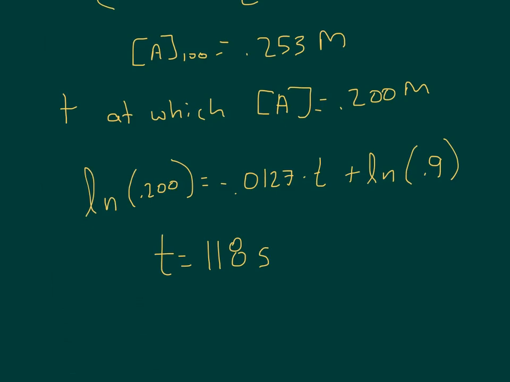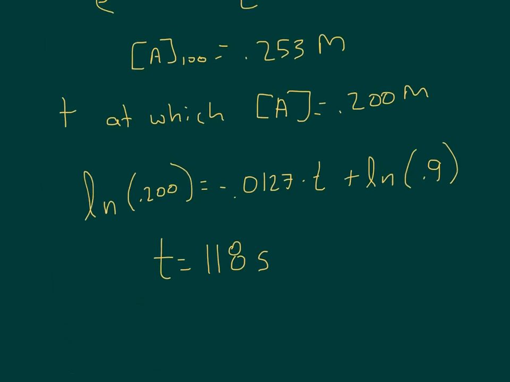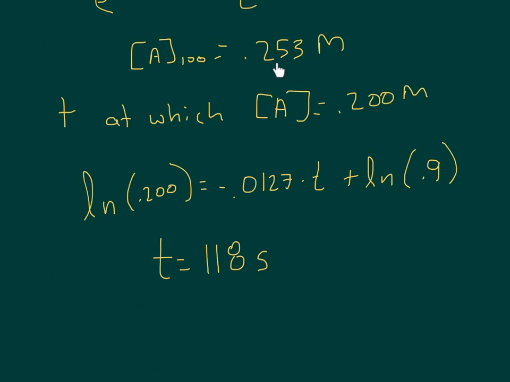We don't have to scroll up far to see that that's reasonable, because the concentration was 0.253 at 100 seconds, so it makes sense that a little bit later, at 118 seconds, the concentration would have fallen even farther to about 0.2.